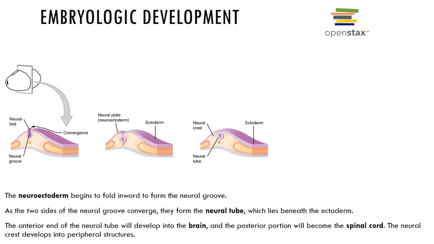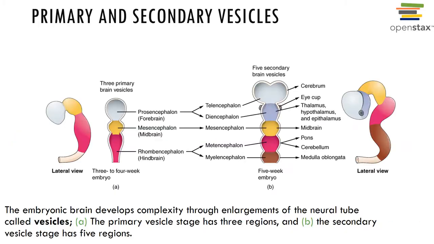The anterior end of the neural tube begins to enlarge, forming three prominent divisions. And you can see that here with the formation of the primary brain vesicles. You have the forebrain, the midbrain, and the hindbrain.